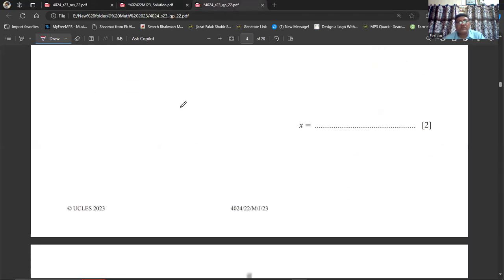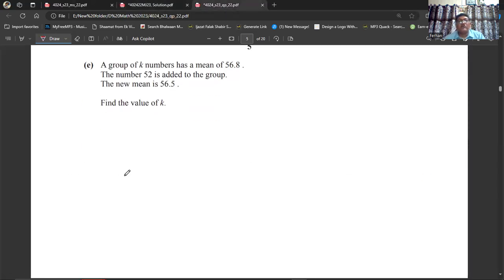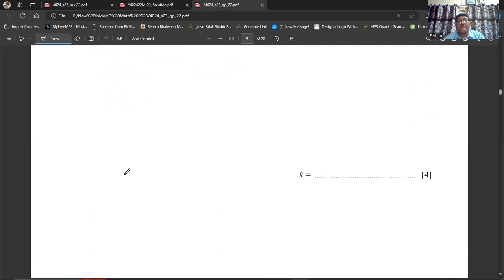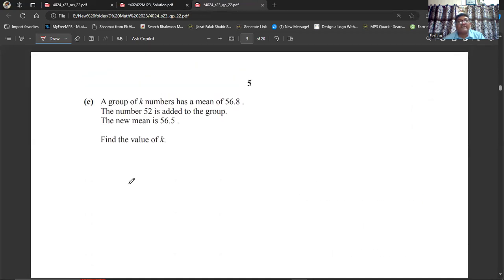My solution. Okay, question number 2, it's E part, and it's a 4-mark question. He says, a group of k numbers has a mean of 56.8. The number 52 is added to the group. The new mean is 56.5. Find the value of the k.